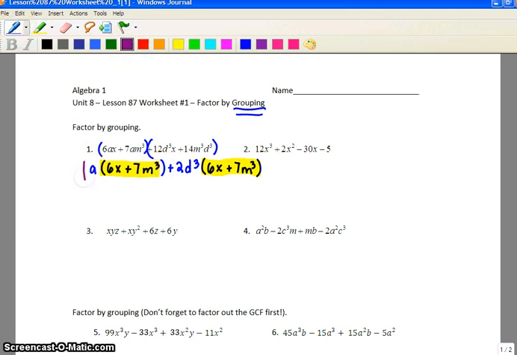Since I have 2 things in common, I'm going to take out that greatest common factor from the entire thing. And that is that 6x plus 7m to the third. Whatever you take out when you're factoring by grouping is always what's going to be in parentheses, always. If I take out that 6x plus 7m to the third, I'm left with just an a here. If I take out this 6x plus 7m to the third, goes on the outside, I'm left with a positive 2d to the third here.